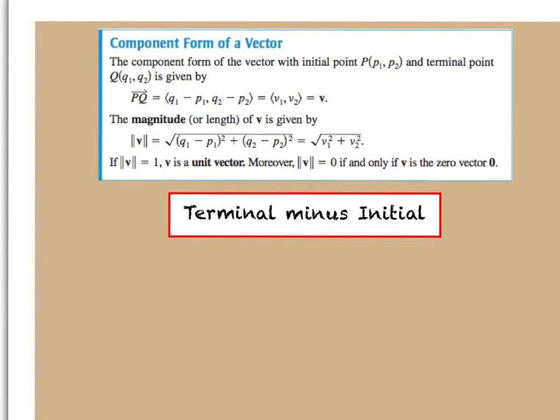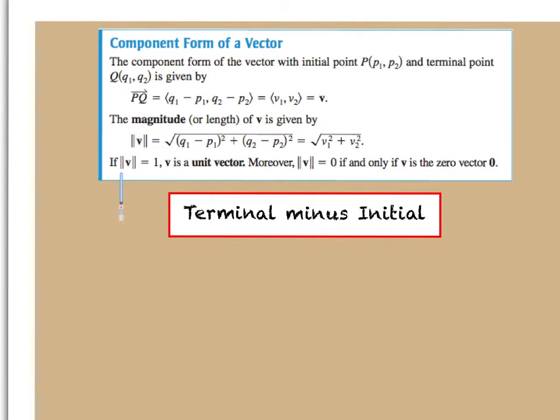All right, magnitude again is what? The distance formula: the difference of the x's, squared, plus the difference of your y's, both squared, underneath the square root.